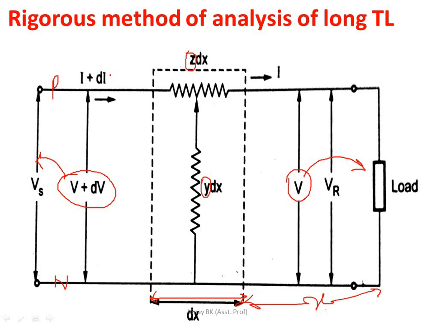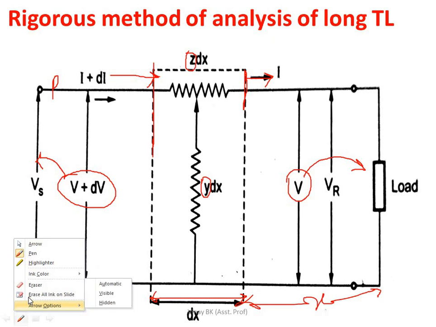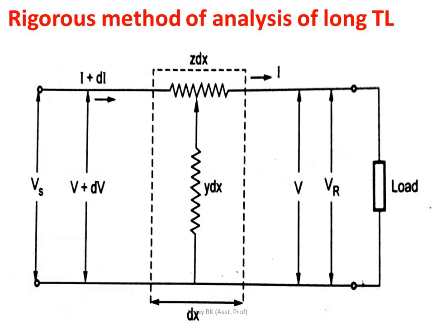I plus dI is the current entering the element dx. The dotted line is the element, so the current entering this element is I plus dI. Similarly, the current leaving the element is I. Okay, now just look at the observation here.